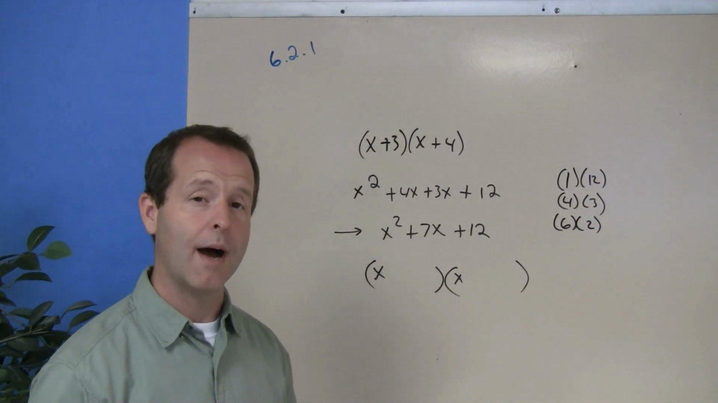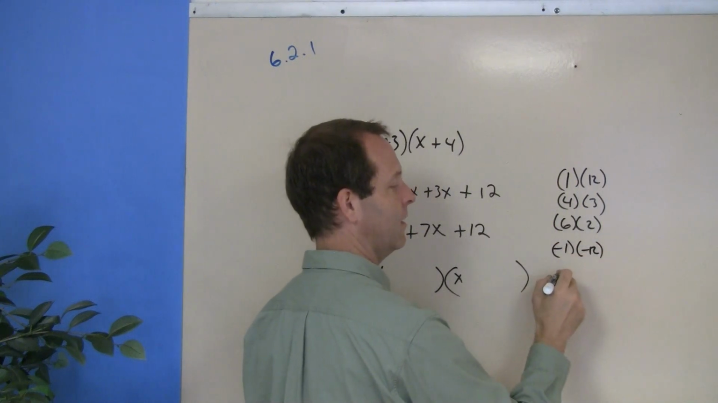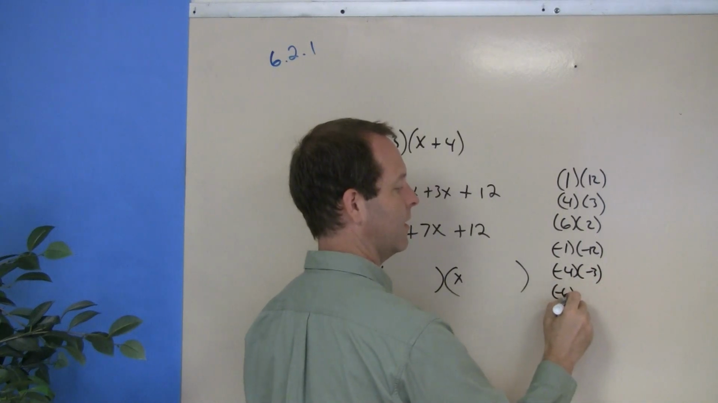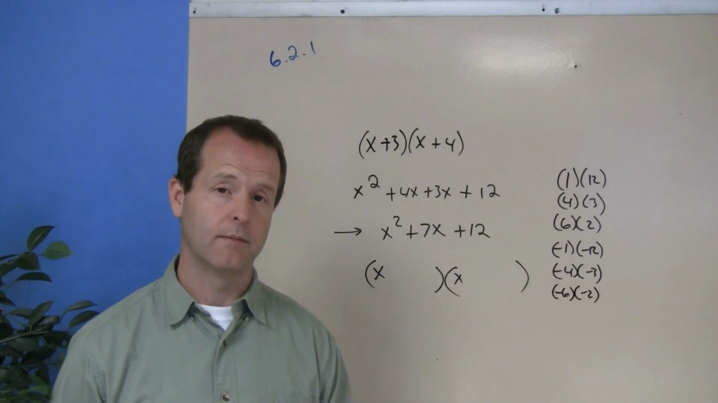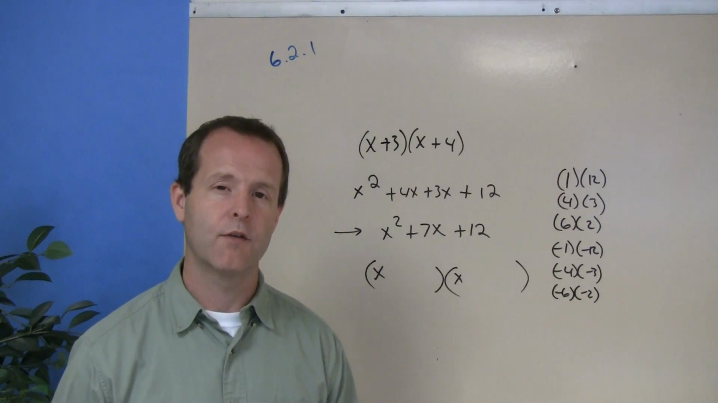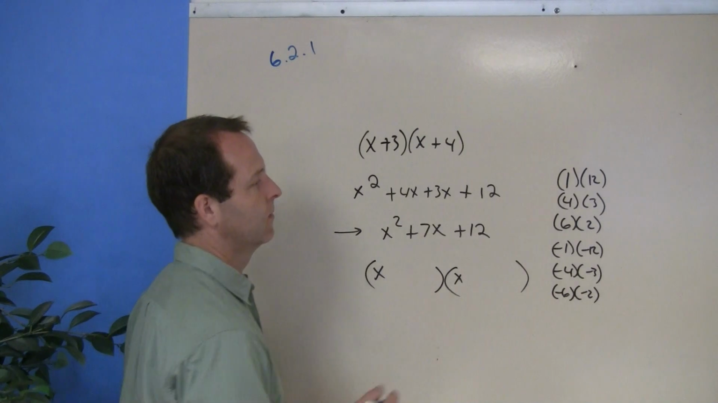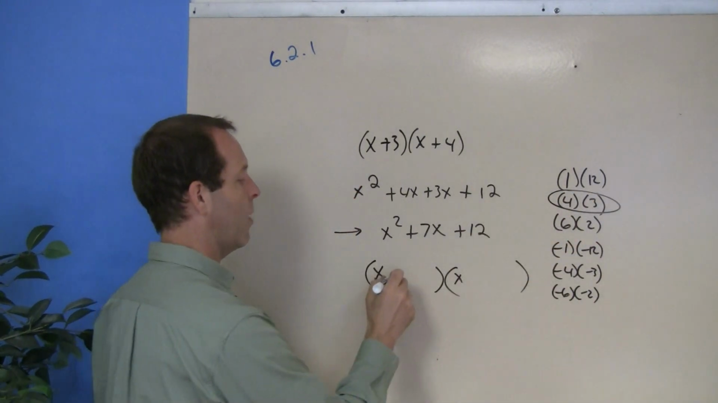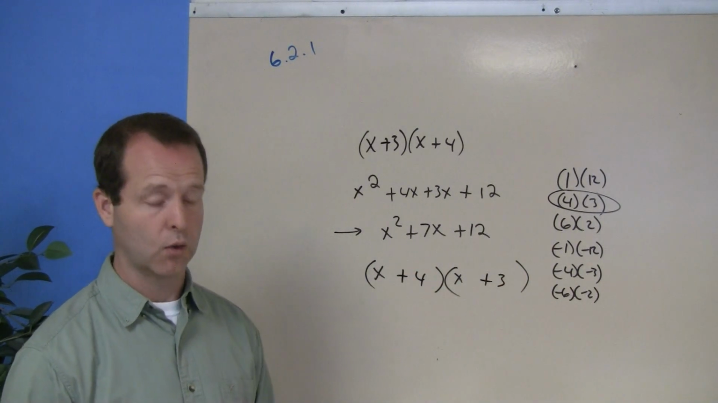I also have 3 more options: -1 times -12, -4 times -3, and -6 times -2. Those are all the factors of 12 that I can discover. One of those might be the solution. The second part I need to discover is which one of those, if I were to add them up, equals 7. And you see that these are the solutions right there. So I know that what remains is a +4 and a +3. So that problem was factored correctly.